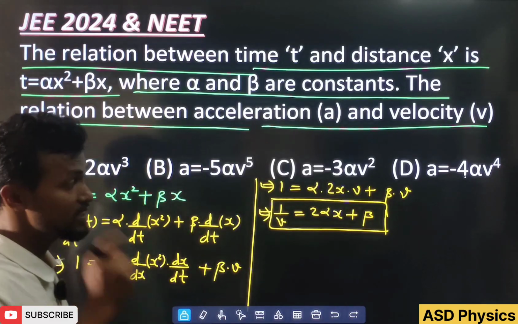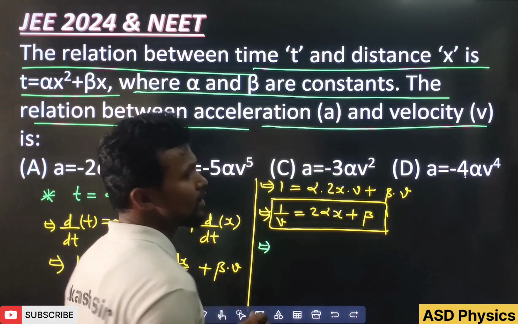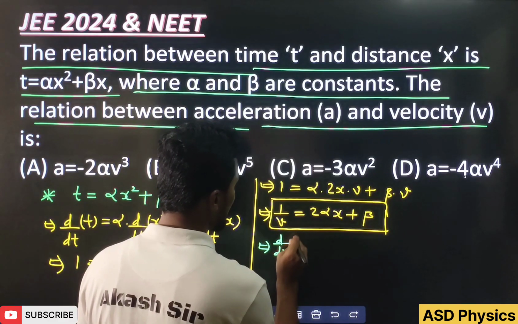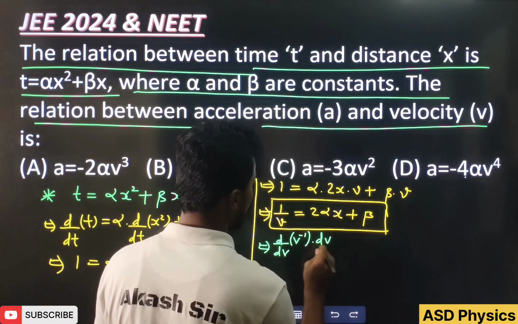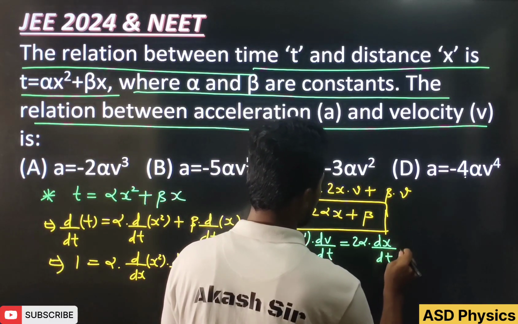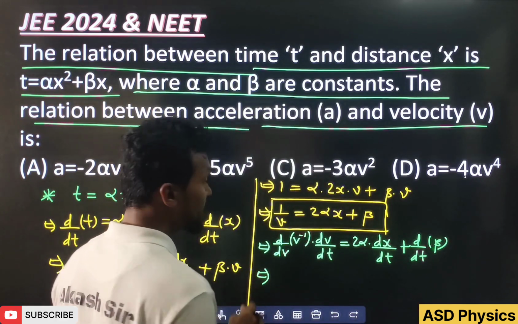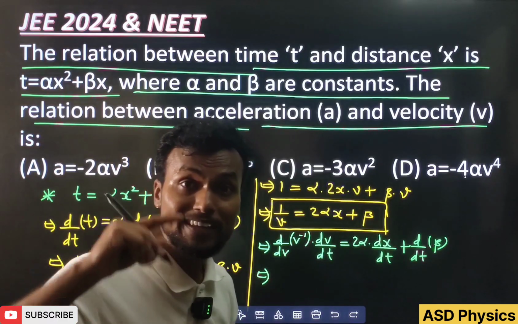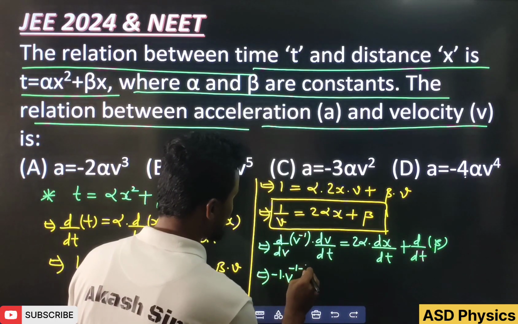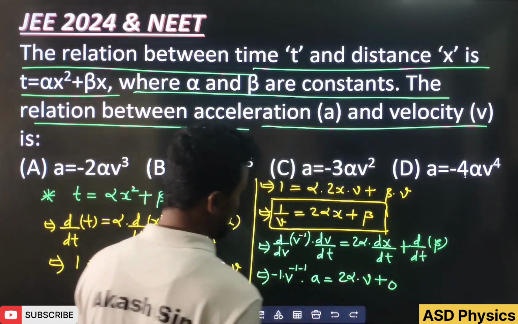So now again, based upon our intelligence, we are going to differentiate again with respect to time. Remember that here I will use the chain rule. See here, d by dv of v power minus 1 into dv by dt is equal to 2 alpha into dx by dt plus d by dt of beta, constant means 0. So d by dx of x to the power n is n x to the power n minus 1. So here, minus v power minus 2 into acceleration is equal to 2 alpha into velocity plus 0.